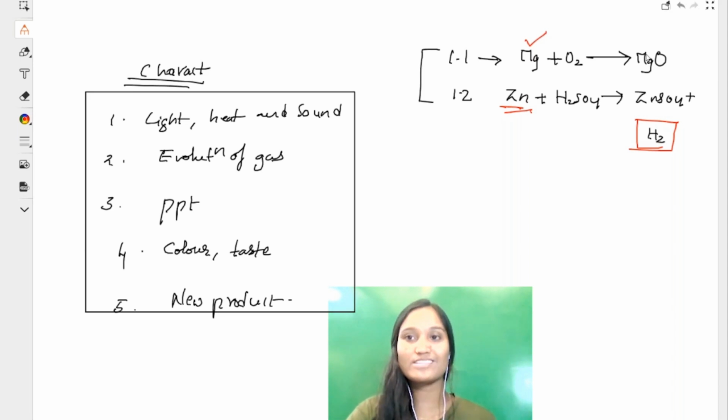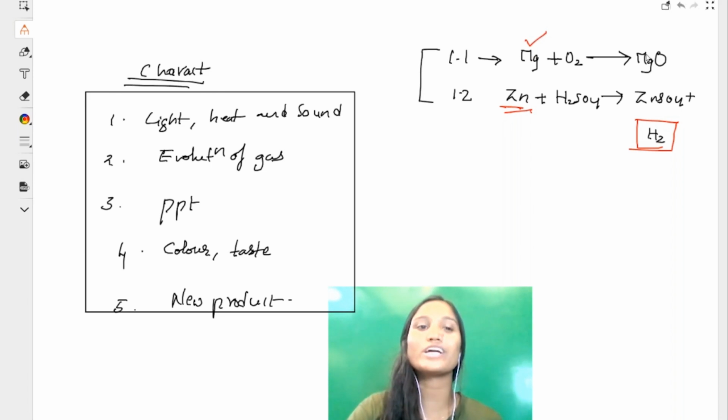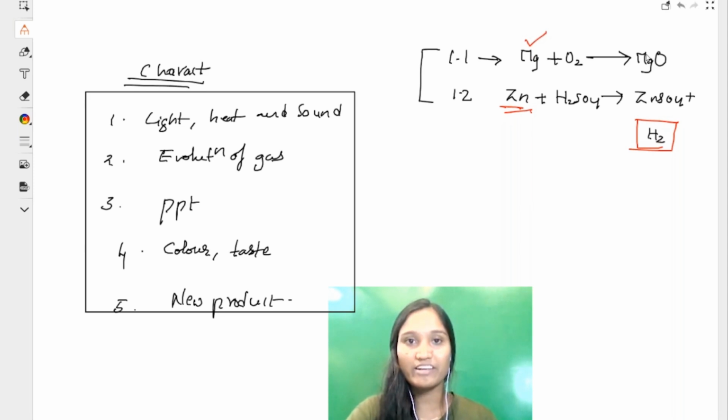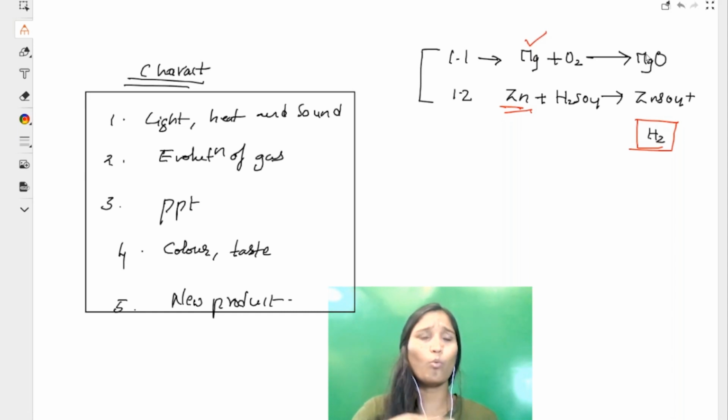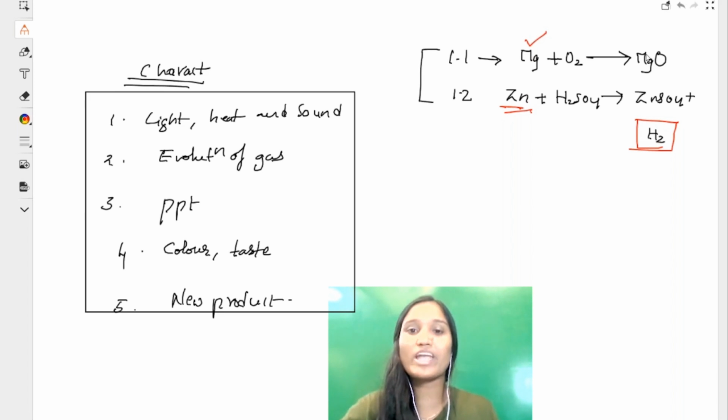Well, let us begin with today's class. In today's class, what are we going to do? We are going to continue the same topic, but as an extension we are going to study chemical equations. But what's the difference between chemical reaction and chemical equation? A chemical reaction is when you are talking about a chemical change, when you explain the change which is happening chemically.